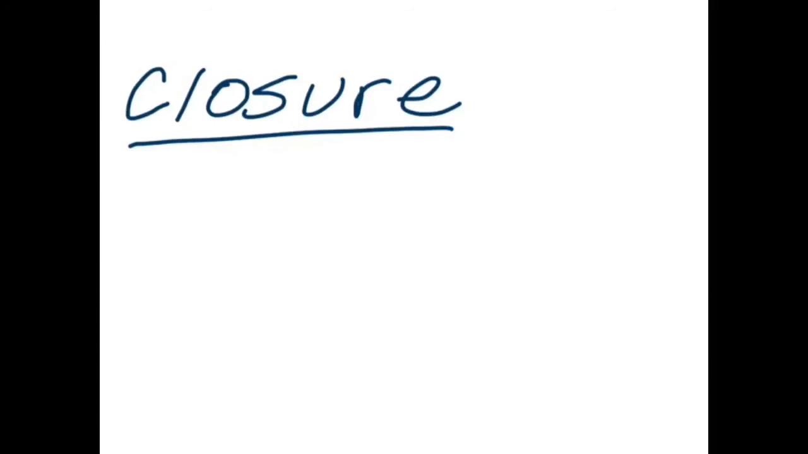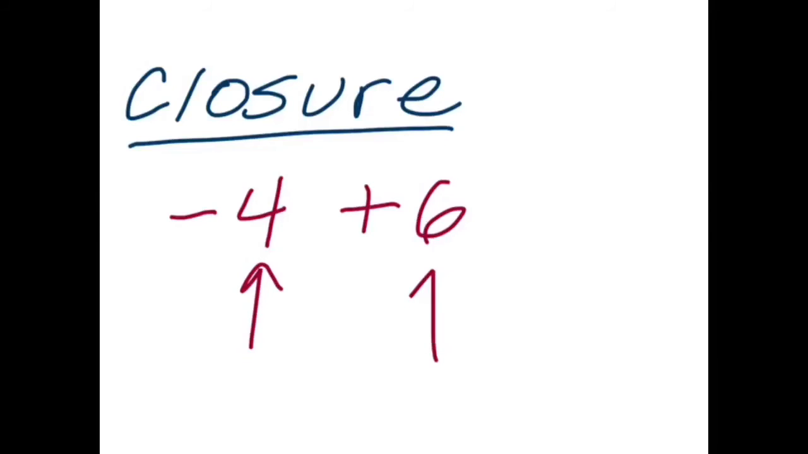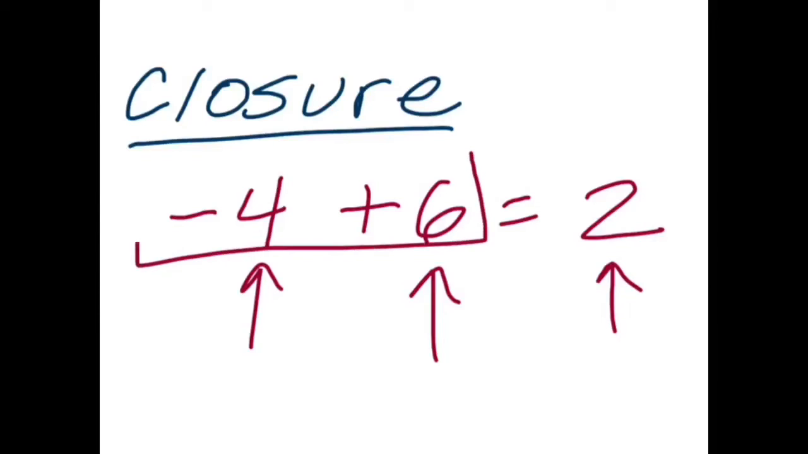Closure property. The closure property says if you got two real numbers, two integers, then the operation will produce another integer, case closed. Maybe it'll make more sense with an example. Suppose you got -4 and you got +6. This is an integer, it's a real number, and this is an integer and a real number, right? When you do the math, you're going to end up with a 2, which is also an integer and a real number. And that closes this math.